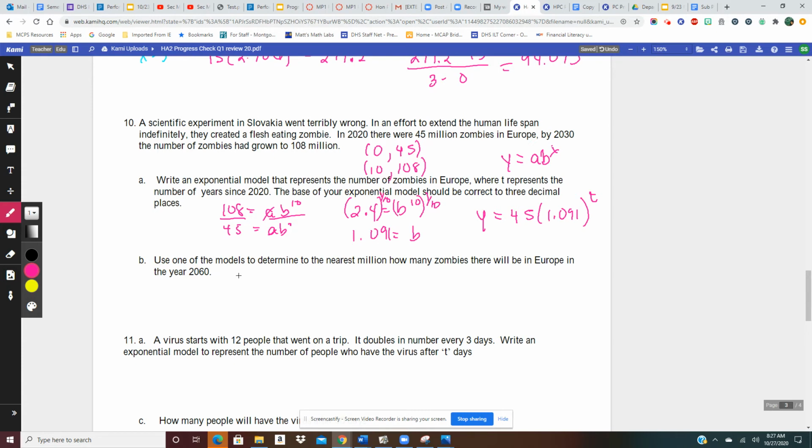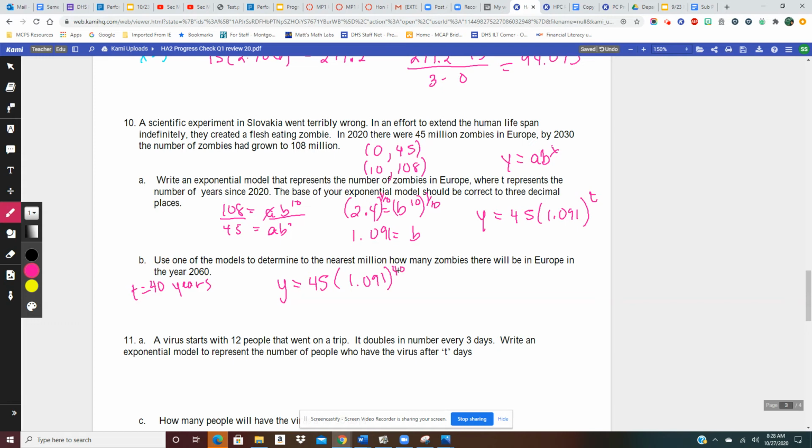So this is, again, you want to use t as elapsed time. So after 2020, how much time has gone by? So 2020 to 2060, that's 40 years. So here t equals 40 years. Okay, so I'm going to put 40 into my model. So y equals 45 times 1.091 to the 40th power. So I'm going to put that right in my calculator.